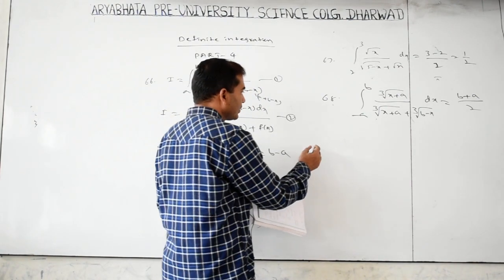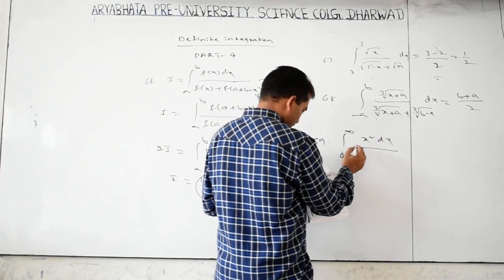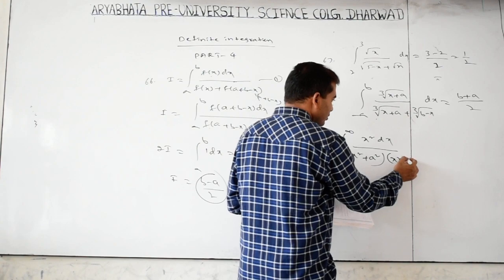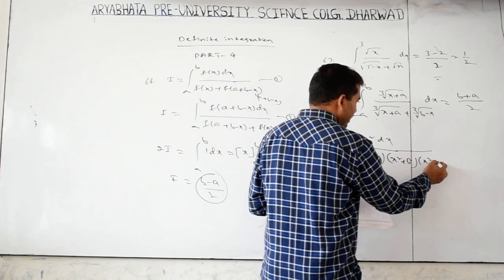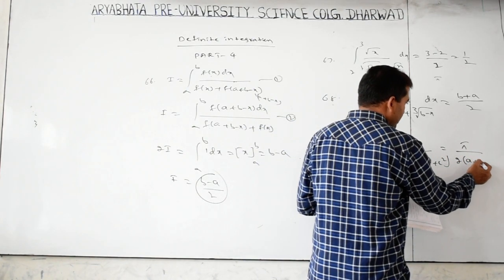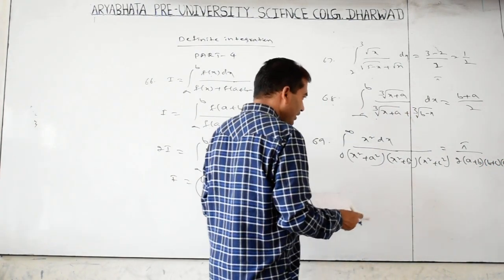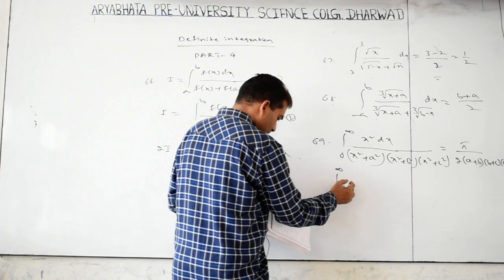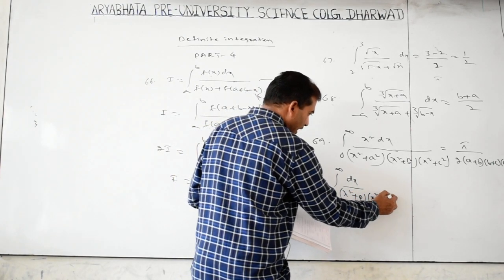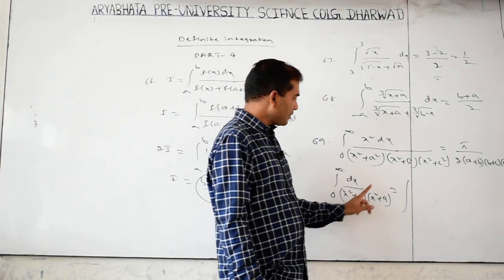Next, 69, important: 0 to infinity x square dx divided by x square plus a square, x square plus b square, x square plus c square equals pi by 2 into a plus b into b plus c into c plus a. Then what is 0 to infinity dx by x square plus 4 into x square plus 9? This is given; by using this, we have to solve it.